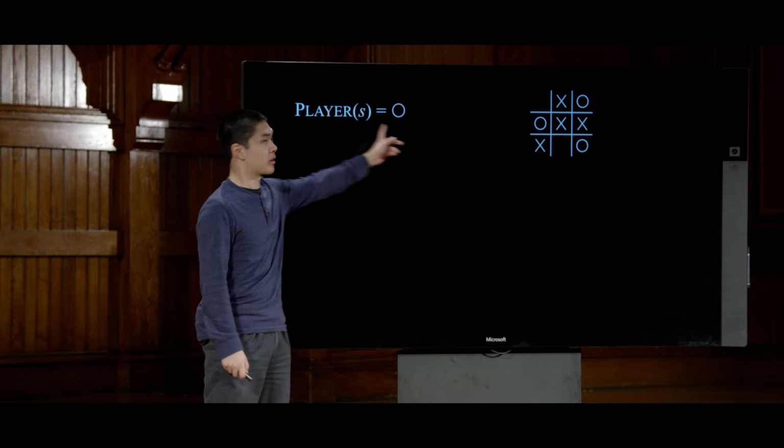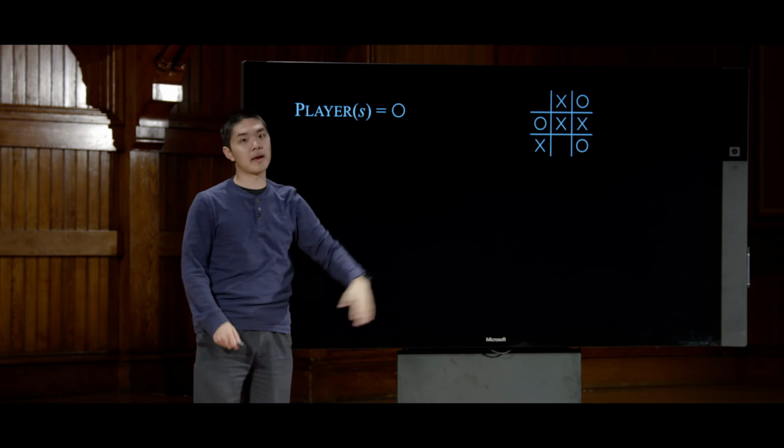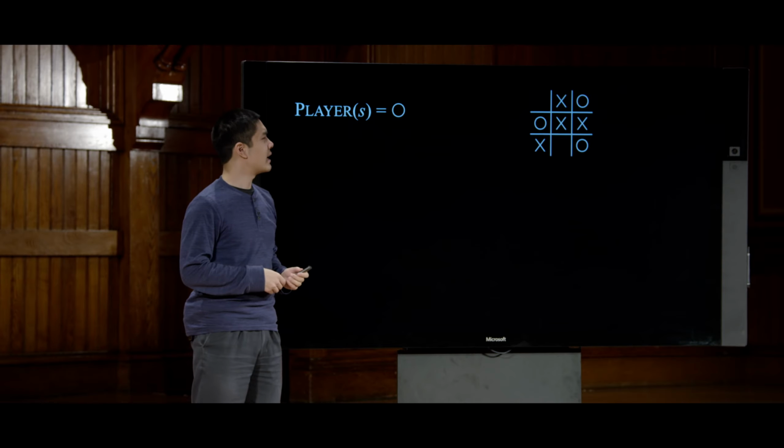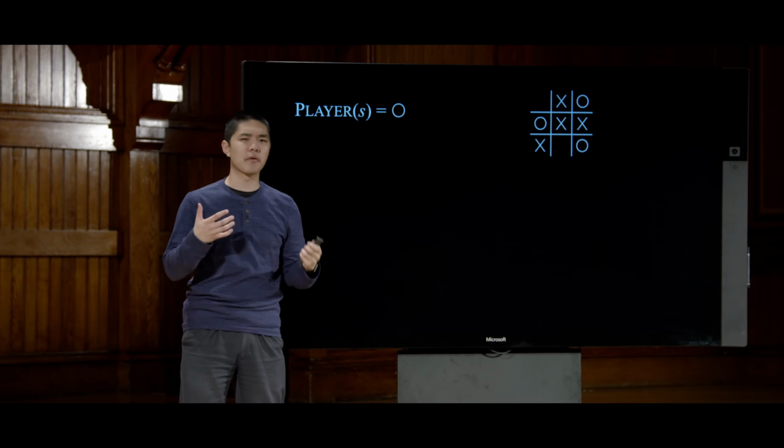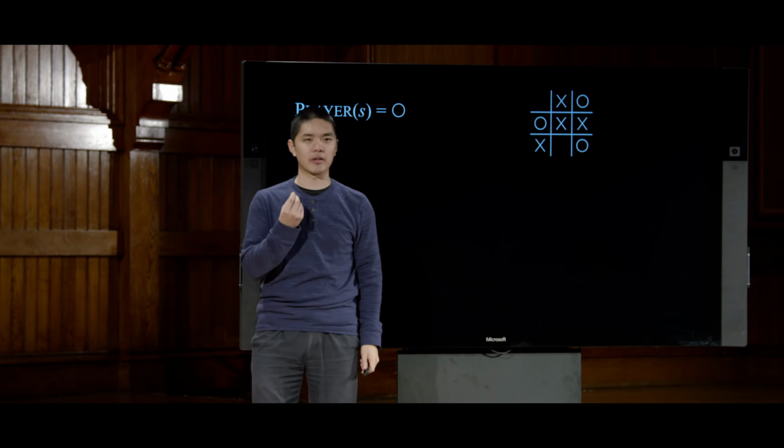We can calculate that using the player function. We can say player of s, pass in the state. O is the answer, so we know it's O's turn to move. And now, what is the value of this board, and what action should O take? Well, that's going to depend. We have to do some calculation here.